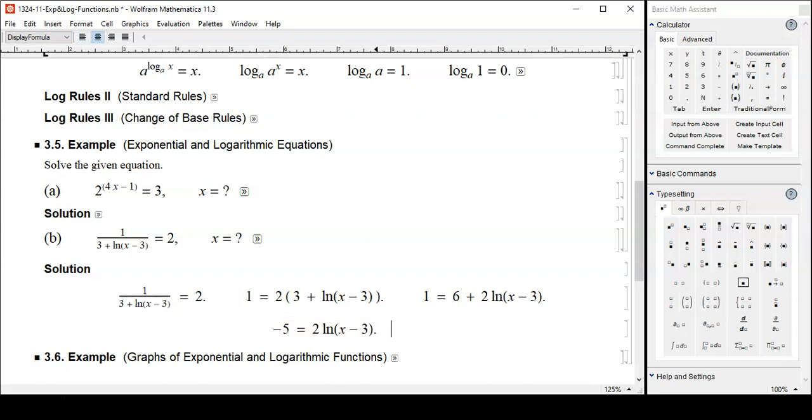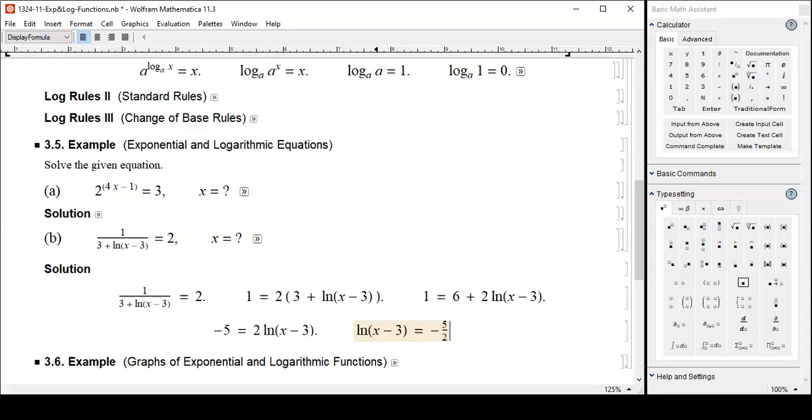Okay, so dividing by 2, I'm going to get this. Does it look okay? Log of x minus 3 is negative 5/2. Now, by this time, some students may get exhausted. You did all these things to find out, and then negative 5/2. Is that the answer? No, not really.